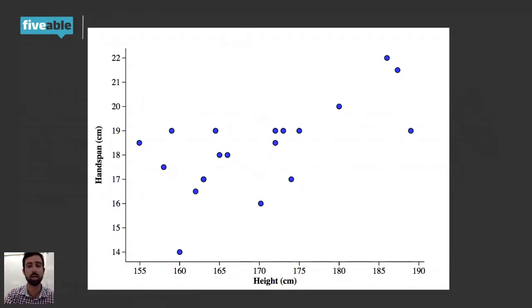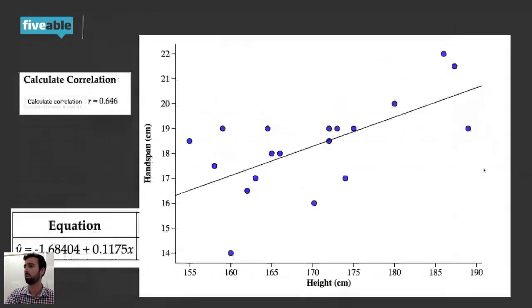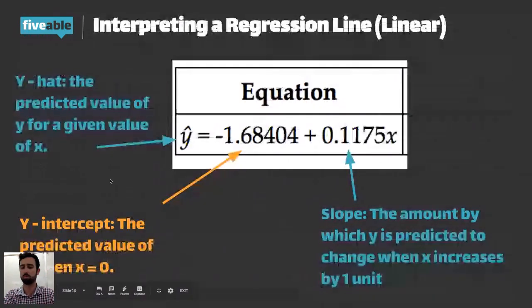So this is actual data that I gathered from my students, and we plotted it. A regression line would look something like this, where we actually plot the line based off of the data that we see here. You can see up here our correlation is 0.646, which we'll then go back and review what that means. And then here's the equation for our least squares regression line, which we'll take a look at too in a minute.